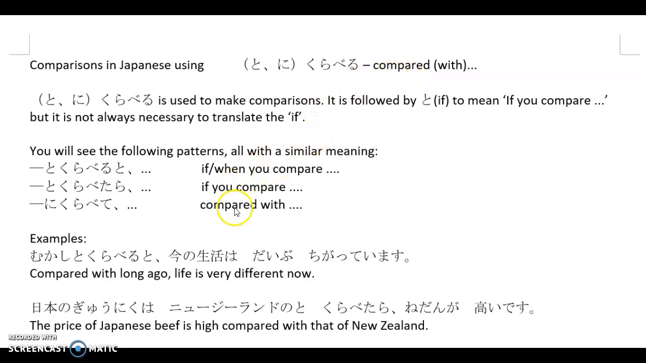So these are useful in a talk about New Zealand or Japan. To ni kuraberu is used to make comparisons. It is followed by to, if, to mean if you compare. But it is not always necessary to translate the if. So you will see the following patterns, all with similar meaning.